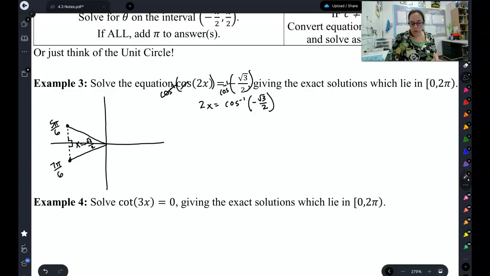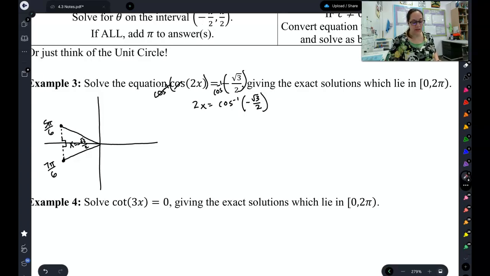Now, notice one big difference in the wording of this problem versus the ones we did in the last two videos. It says, give the exact solutions which lie between 0 and 2 pi. So I want all the solutions that go between 0 and 2 pi. So we're going to start this by just listing all our solutions.